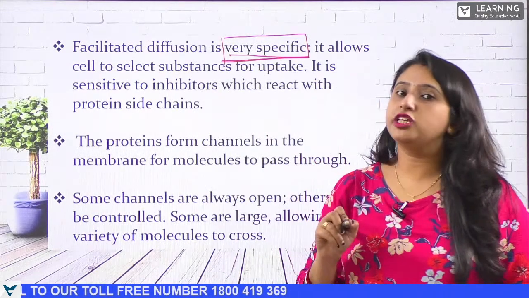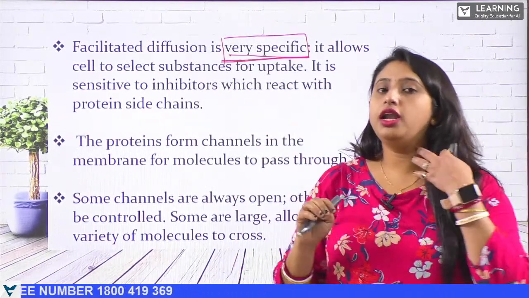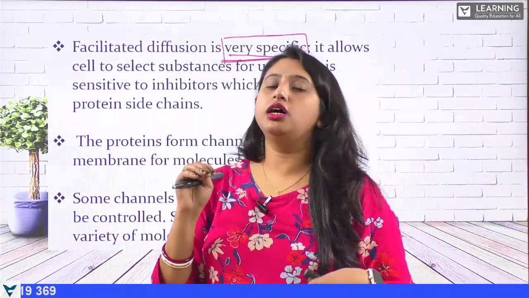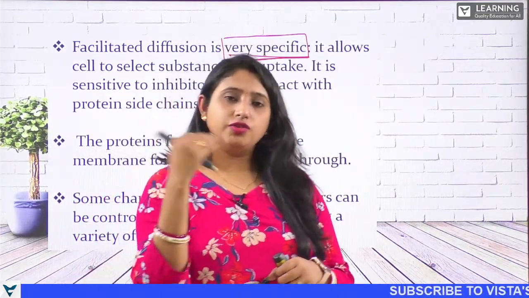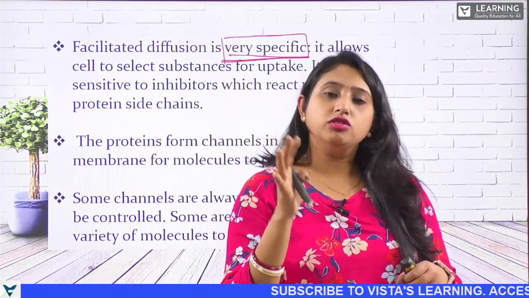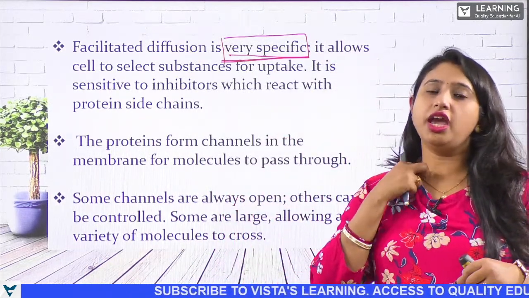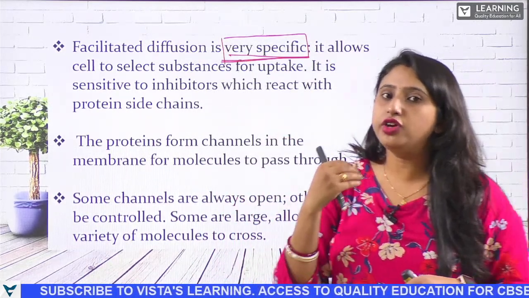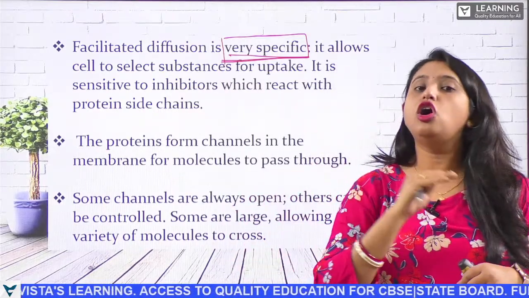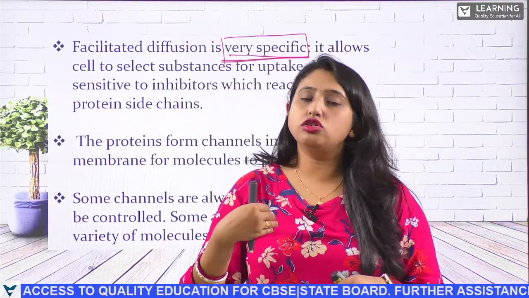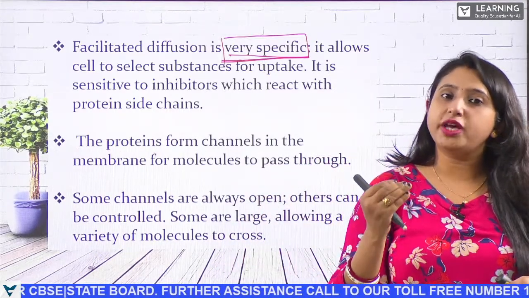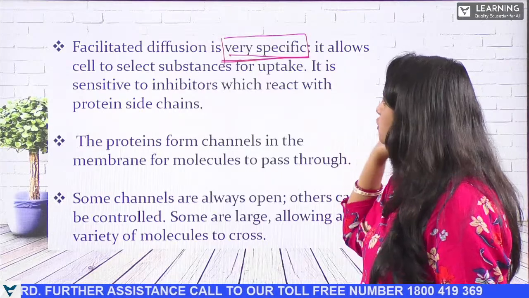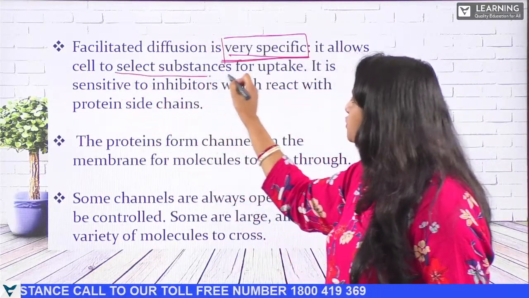It is very specific. If the protein is allowing only the sucrose molecule, as we have seen, it will only allow those sucrose molecules through this gate or channel. So it is very much specific. It will not allow glucose to cross through that channel protein. Remember this, it is very specific. It allows the cell to select substances.